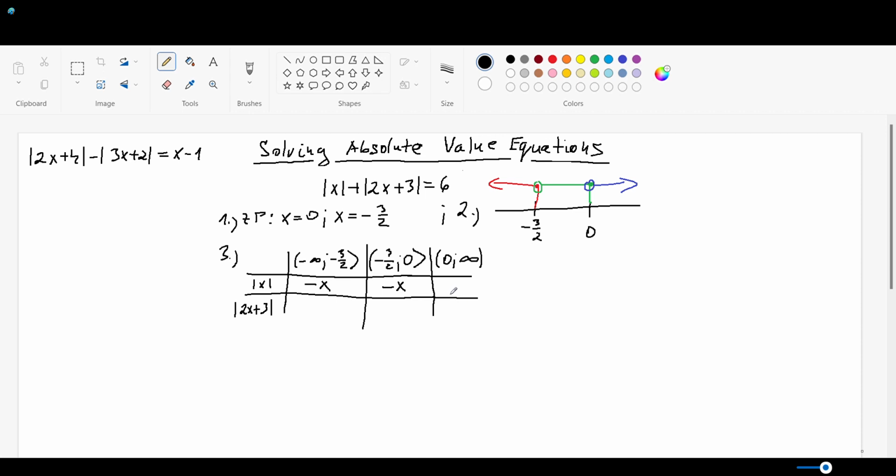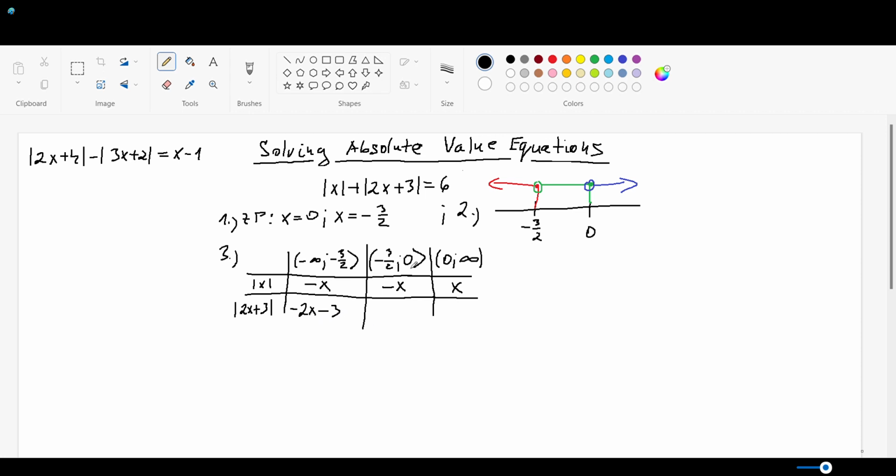And if you take any positive number, it's going to be positive, so the representation is with the expression x. Now the second one can be more challenging, but I think maybe not. If you take again a big negative number, for example negative 10, negative 10 times 2 is negative 20, plus 3 is definitely a negative number, so the expression is going to be negative 2x minus 3.